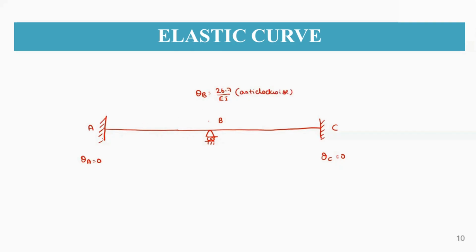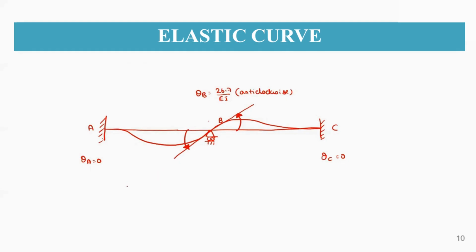Now here theta A is 0 and the curve will become like this. And again the curve will move up, and coming to theta C, it is becoming 0. Now when we draw a tangent to this, you can just see that we are applying the anti-clockwise rotation. So that is the representation of your elastic curve.